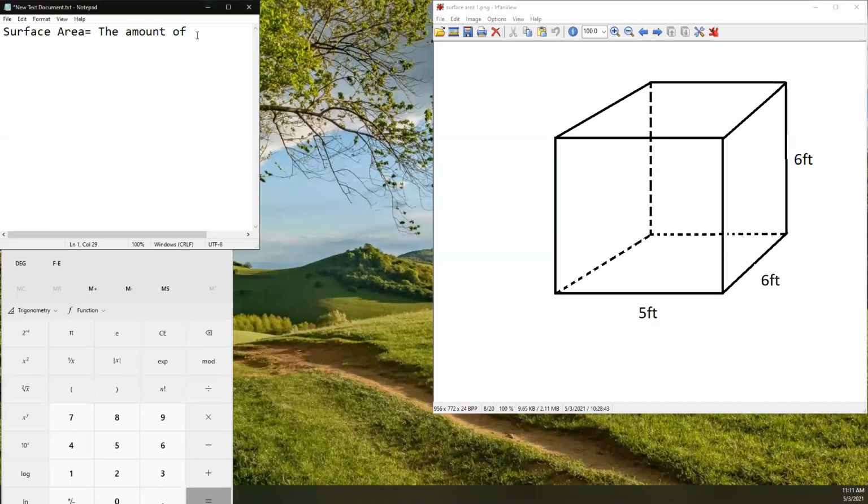All right, amount of material needed to cover the entire shape. Best explanation I can give for this is how much wrapping paper, like exact wrapping paper, would you need to cover this shape, this box in particular? That's what surface area is.